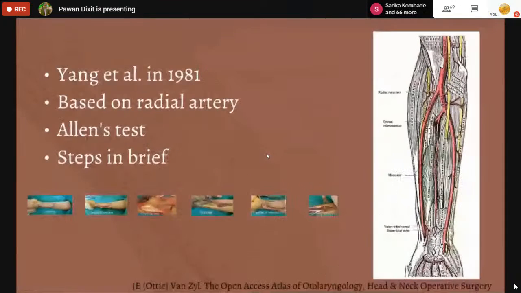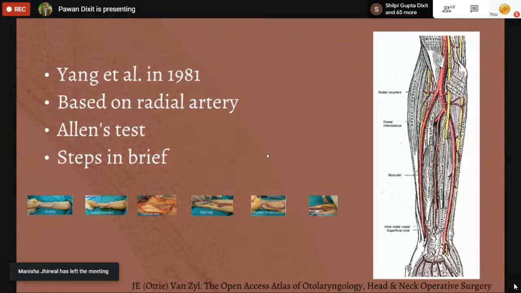Another important flap is the free radial flap. It was described by Yang et al. in 1981, again from China, and this flap is popularly known as the Chinese man flap. This flap is based on the radial artery.